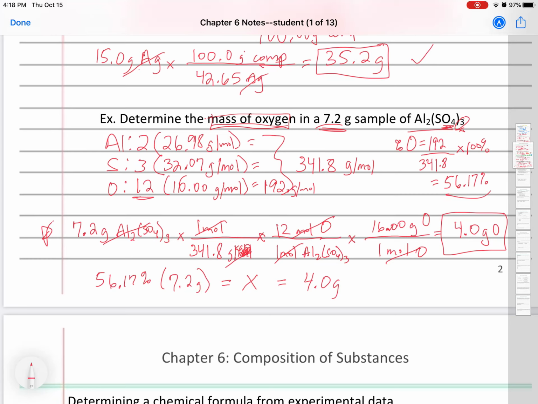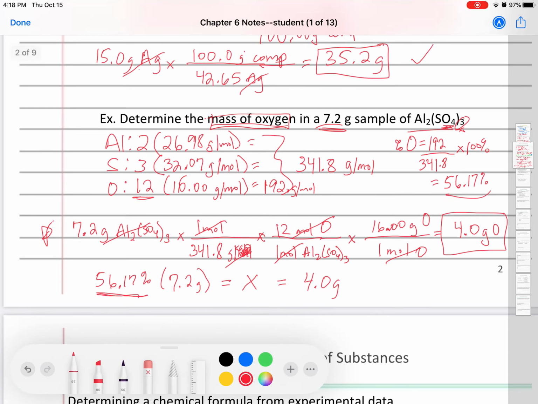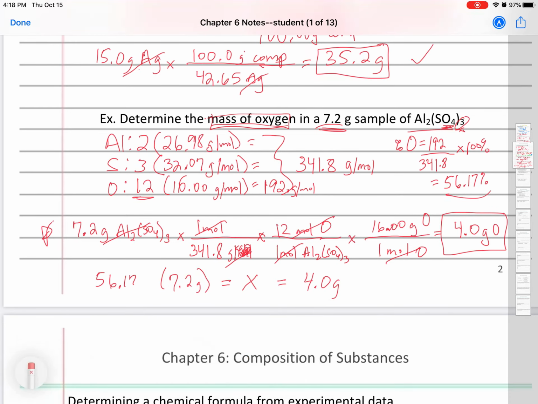Let me double check. Times 7.2. 4.0 grams, all right? So when you do this multiplication, though, you should convert this percentage into a decimal. So it should be not 56.17 times 7.2, but 0.5617 times 7.2.